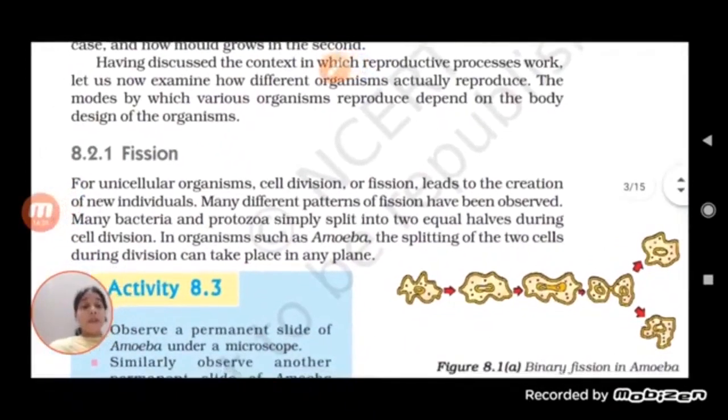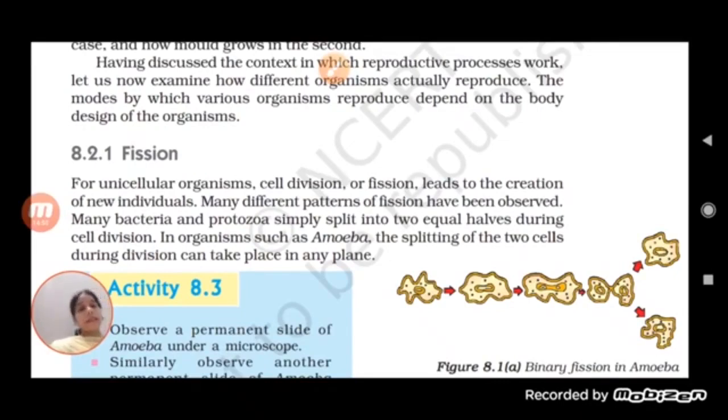Many different patterns of fission have been observed. Many bacteria and protozoa simply split into two equal halves during cell division, and in organisms such as amoeba, the splitting of the two cells during cell division can take place in any plane. See here, when I say fission, what is a fission?